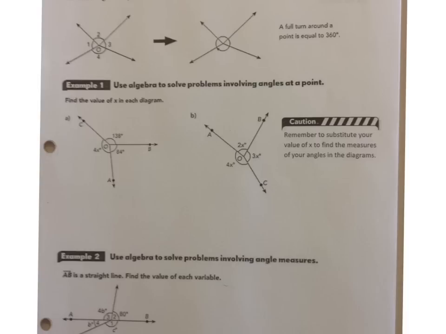Okay, so for the first one, we know that all together they equal 360 degrees. So it's pretty much what we've been doing in class. We just, instead of using equals 90 or equals 180, now we're using equals 360. So we take all the pieces that we know. So 4x plus 138 plus 84 equals 360 degrees.